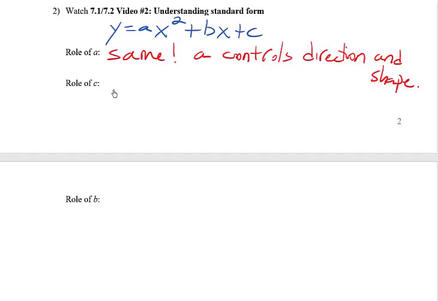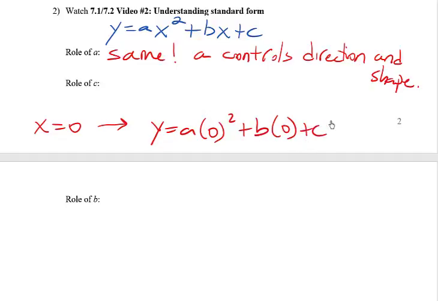This is pretty easy to figure out. Watch what happens if I insert 0 in place of x. I would get y equals a times 0 squared plus b times 0 plus c. Well, most of this stuff wipes out, right? That's just 0, that's just 0. The only thing I'd be left with is c. That means the point (0, c) is always on this parabola.